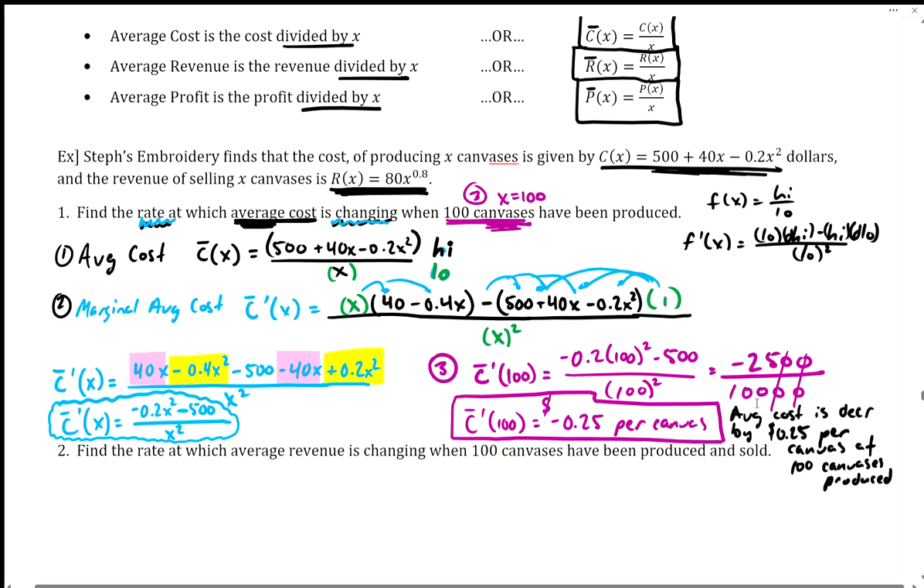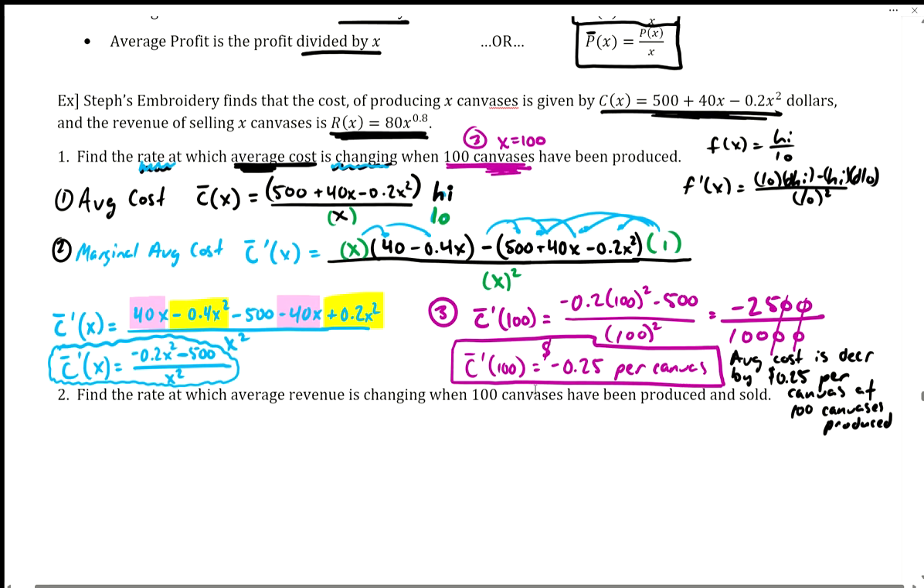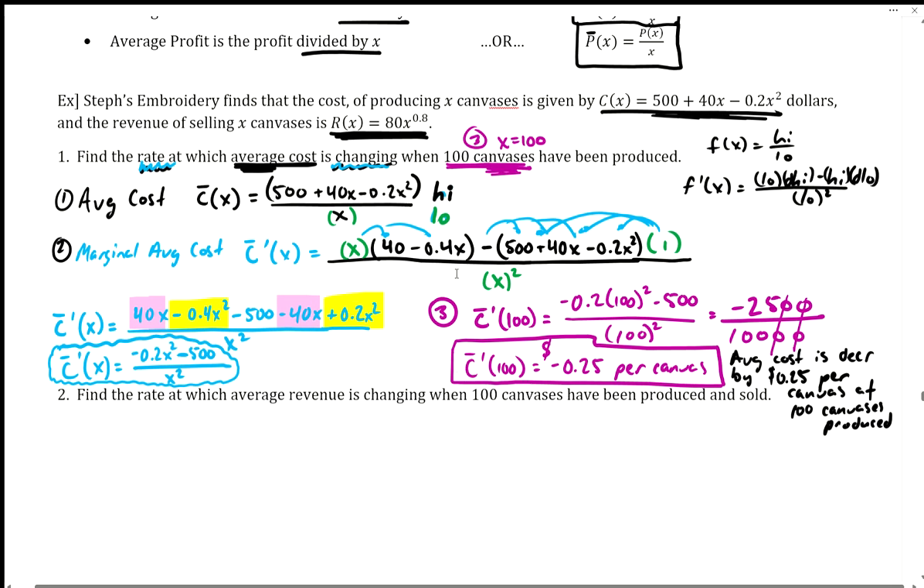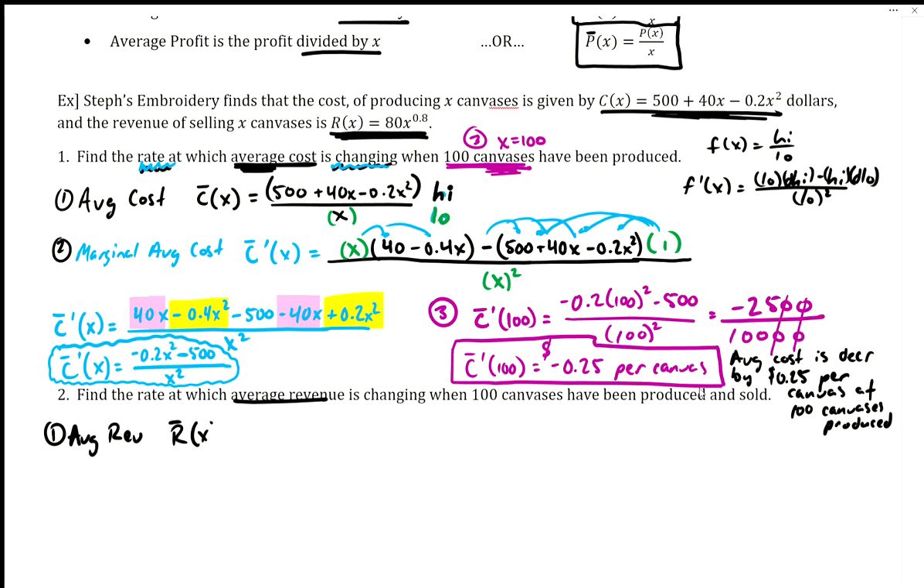Okay, and it might be worthwhile to take a pause. We're going to do a very similar thing with this next one. So find the rate at which average revenue is changing when 100 canvases have been produced and sold. Okay, so we've got average revenue. So similar to before, average revenue would be R with the bar. R with the bar, so it rhymes there, huh? And then we just write the revenue function, which we have. I'm bolding it. 80x to the 0.8 divided by x.